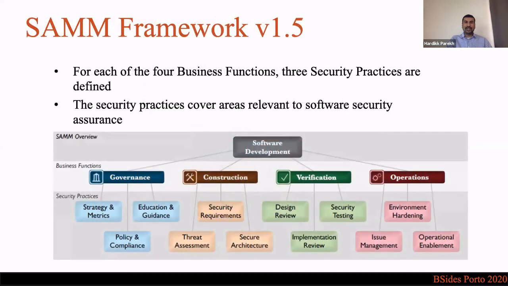Now, let's look at the previous version of SAMM. I'm not going to spend too much time on this one because I would like to go into detail for SAMM version 2.0, not 1.5. But at a high level, SAMM is defined in 3 different levels. At the highest level, SAMM 1.5 defined 4 critical business functions. Each business function had 3 security practices, and each security practice in turn had 3 maturity levels.